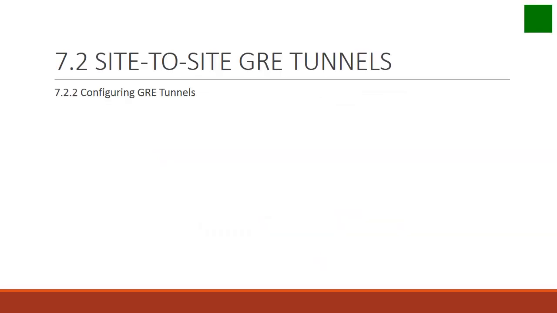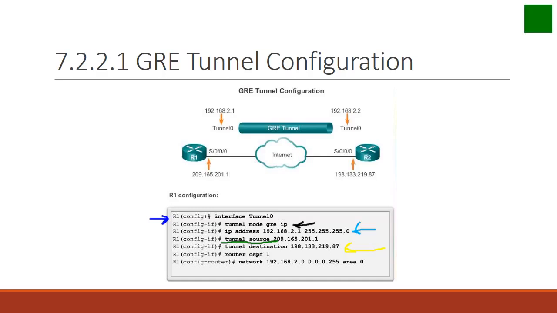Now let's talk about how to configure GRE tunnels. To implement a GRE tunnel, you must first learn the IP addresses of the endpoints. After that, there are 5 steps to configure a GRE tunnel. The first step is to create a tunnel interface using the interface tunnel number command, like in the first line of the image.